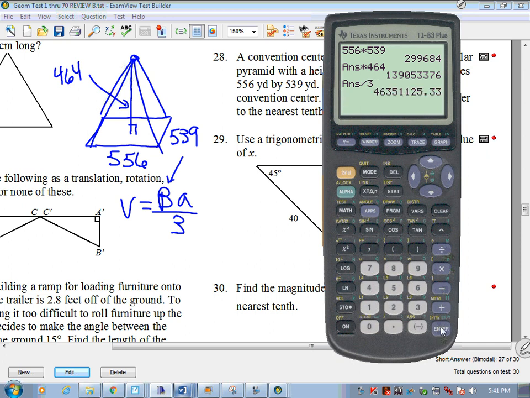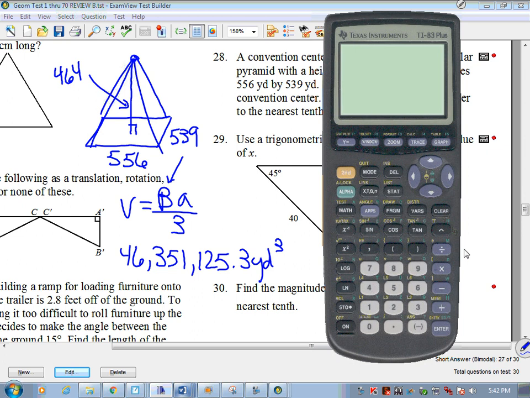I'm getting a huge number here. Let's see if I'm anywhere near. The answer that they list here is 46,351,125.3 yards cubed. I think we got it exactly. 46,351,125.3 yards cubed. So length times width times height divided by 3 if you want to shorten it down that far.